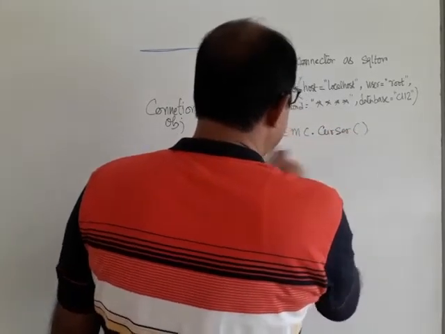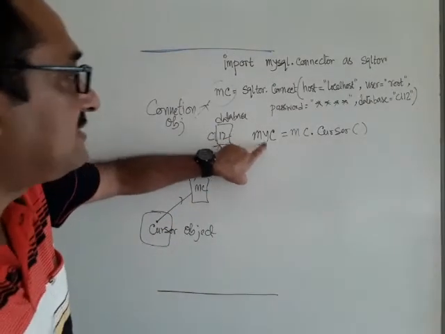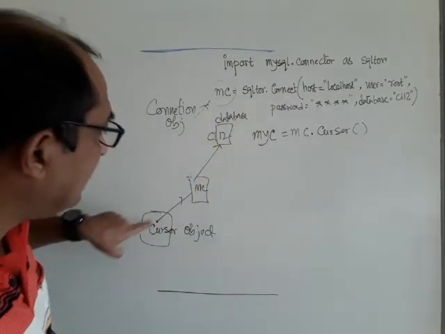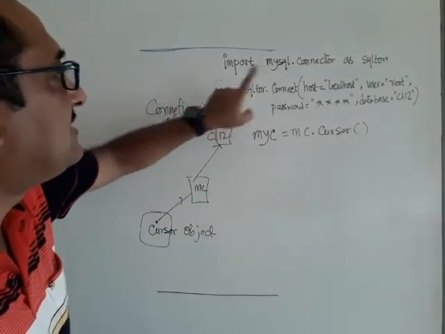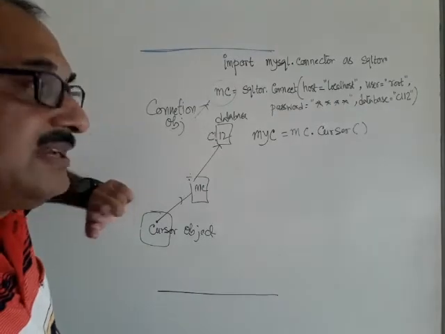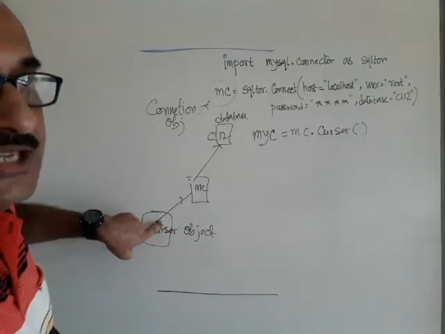If you write this much, then what will happen? A cursor object will be declared, like myc is a cursor object. It is connected to the connection object MC. And MC builds up a connection between the Python program and the database. So now, from here we can execute the SQL commands.